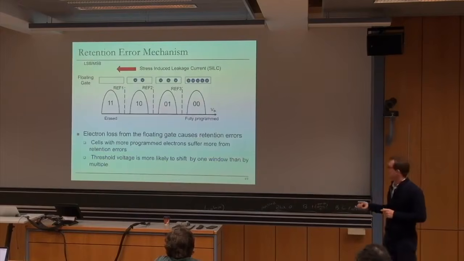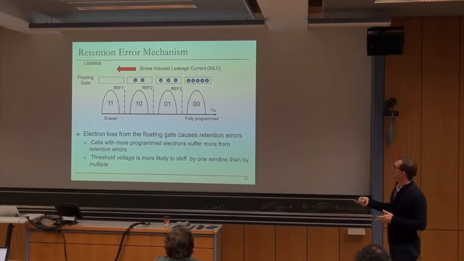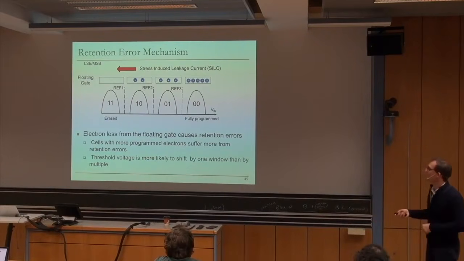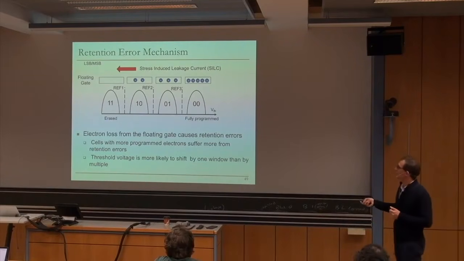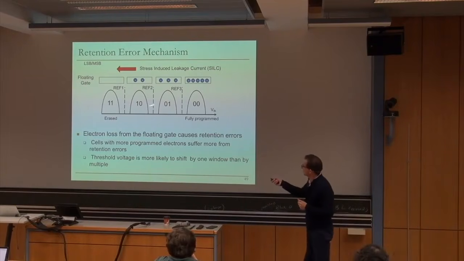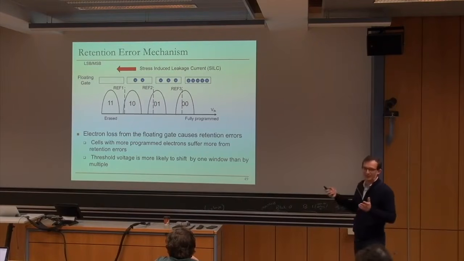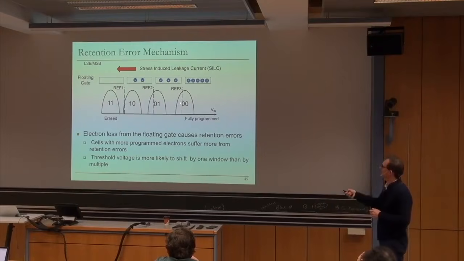So what is the retention error mechanism in flash? It's charge loss. It's nothing fancy. You basically lose electrons from the floating gate, and that causes retention errors. And it turns out cells with more programmed electrons suffer more from retention errors. And threshold voltage that you have is more likely to shift by one window than multiple. And that's hopefully obvious also. Basically what you have is you have stress-induced leakage current that you have ongoing constantly. And this is what happens. Your threshold voltage distributions shift to the left. And once they shift to the left, your read reference voltage doesn't work well, as you can see over here.